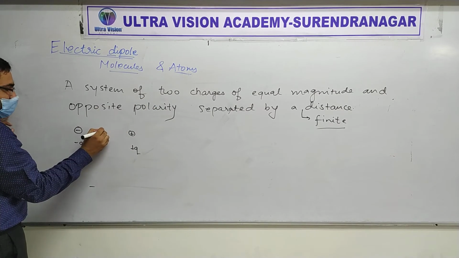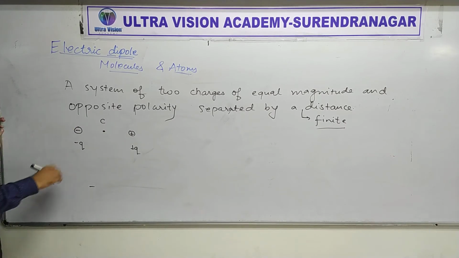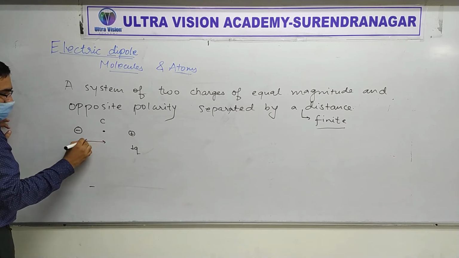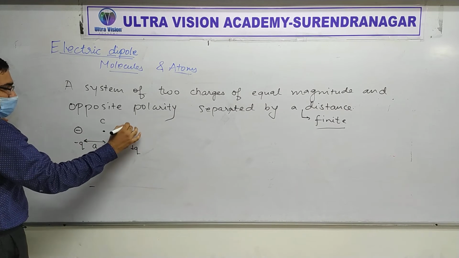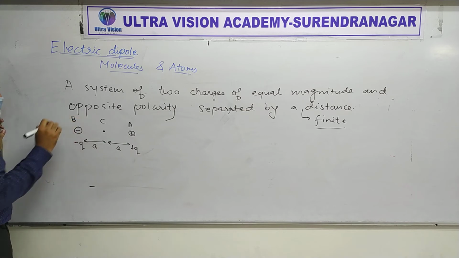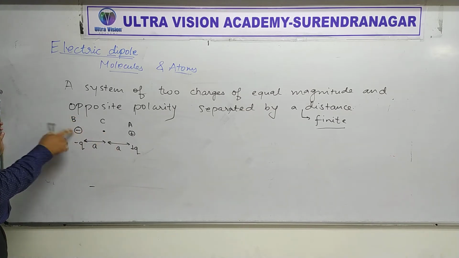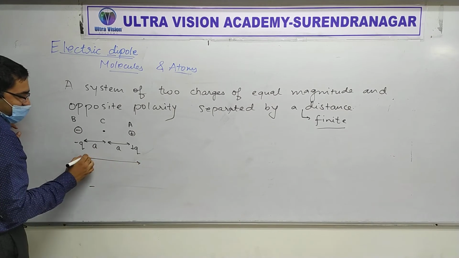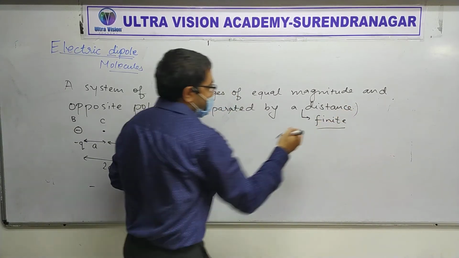Generally, what we do is, suppose C is the center of this dipole. We take the distance on either side as A. So for example, this point is A and this point is B. Then AC is A and CB is also A. So what's the total distance? 2A. Normally that's what we do. So if someone would ask you, they are separated by a finite distance, alright, how much distance?